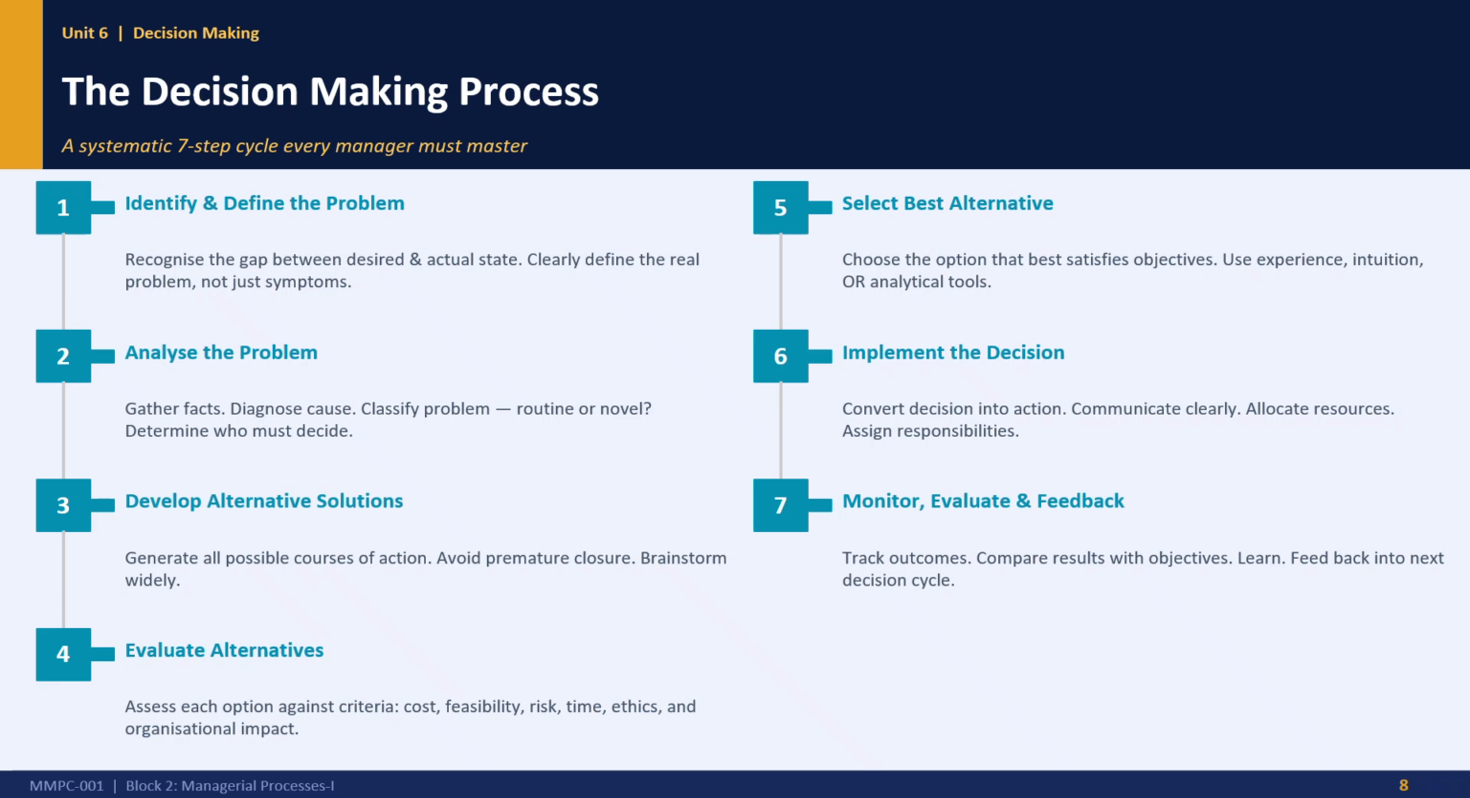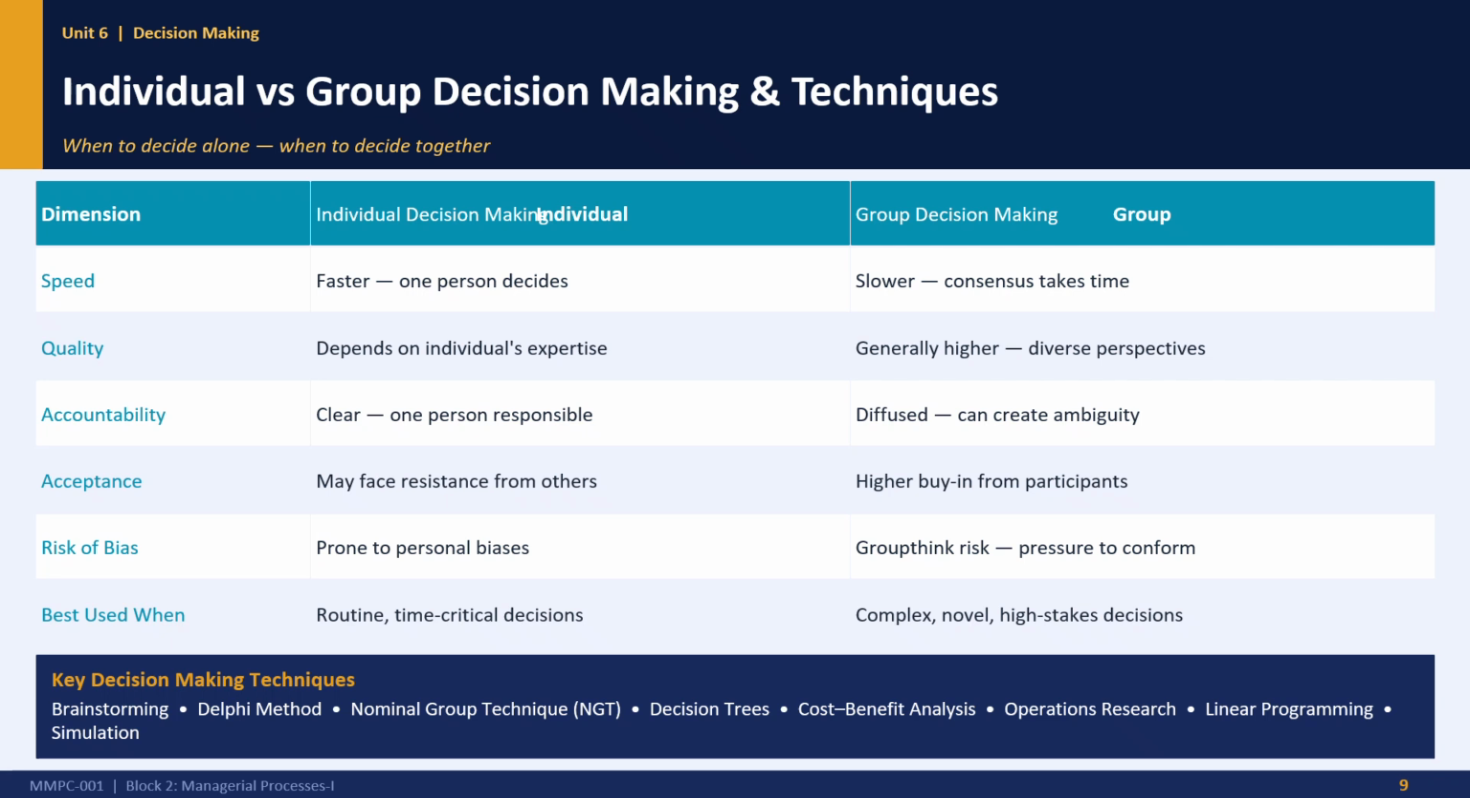Decisions can be made individually or in groups. Individual decision making is faster and has clear accountability, but it may suffer from limited perspectives. Group decision making, on the other hand, generally results in better quality decisions due to diverse viewpoints and higher acceptance among members, although it can be slower and may face issues like groupthink.